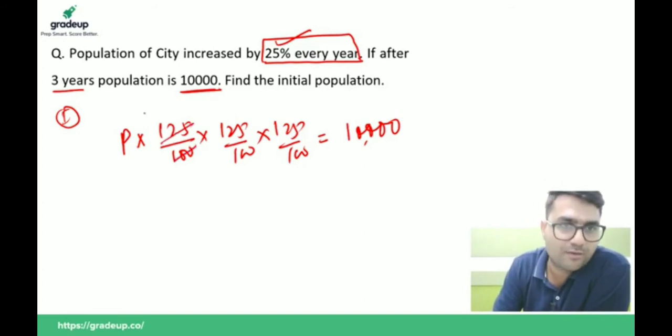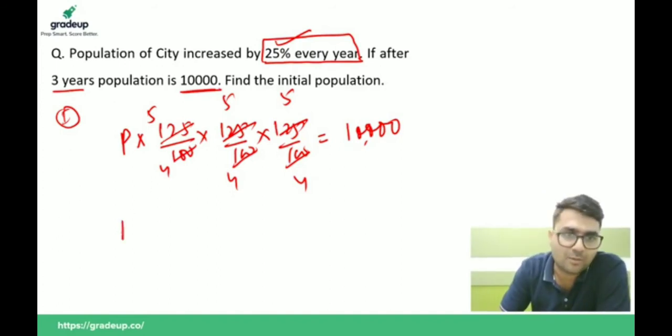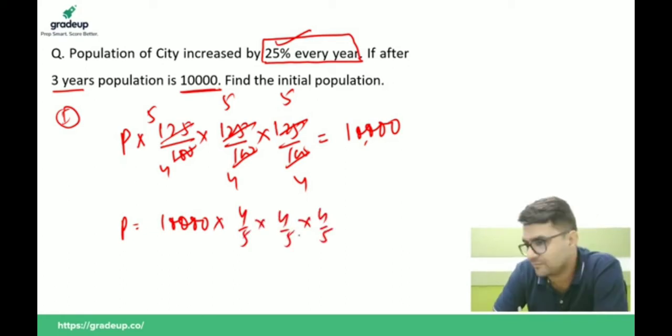25% is 5 by 4. In your exam, you will directly apply 5 by 4, 5 by 4, 5 by 4. Now the initial population was 4 by 5, 4 by 5, 4 by 5.